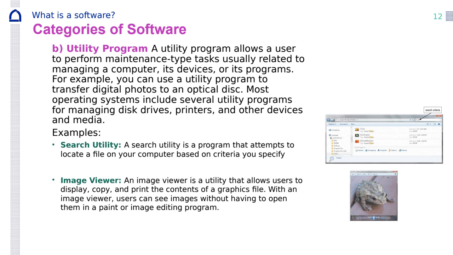The second type, so we said operating system, then we have utility program. Utility program allows the user to perform maintenance type tasks, usually related to managing a computer or the devices or programs. For example, we have a utility program to transfer digital photos to an optical disc. Another example is search utility, image viewer. These are called utility programs. Any questions?